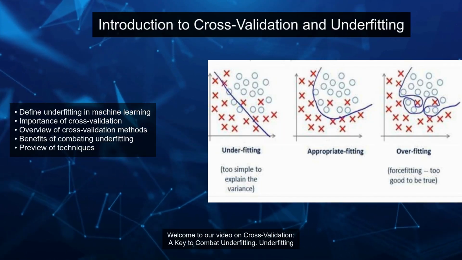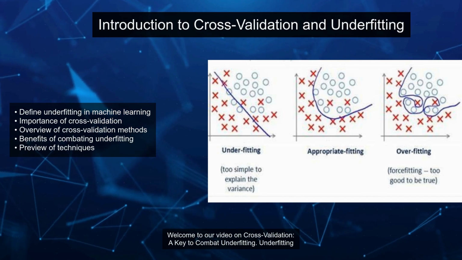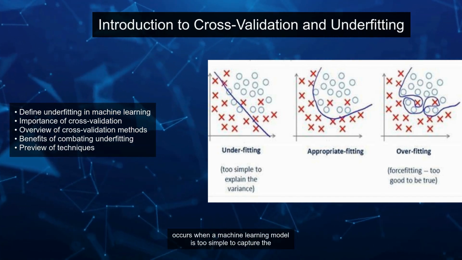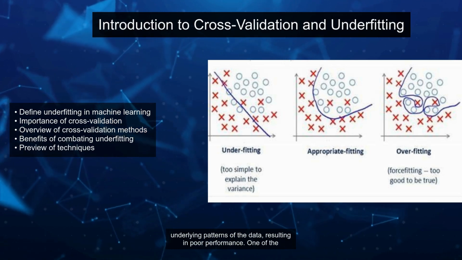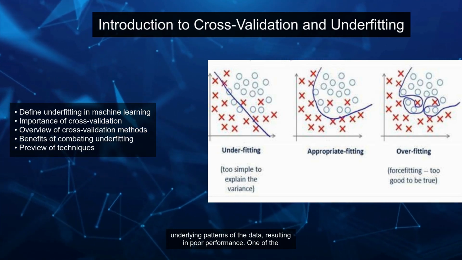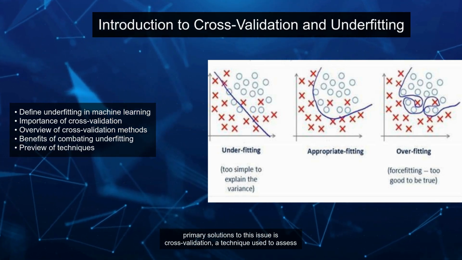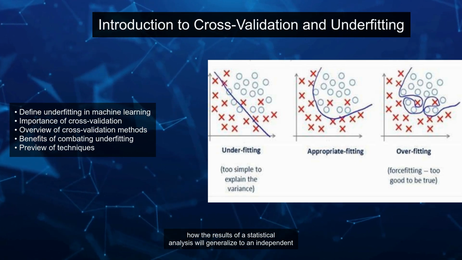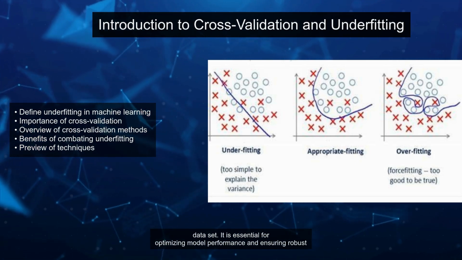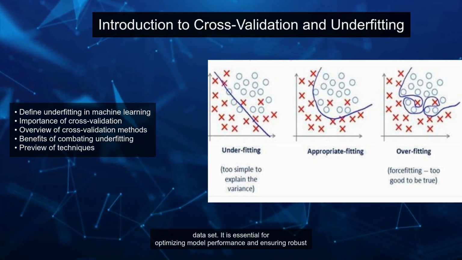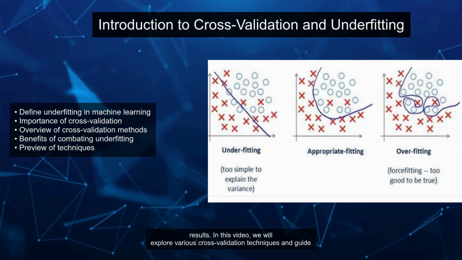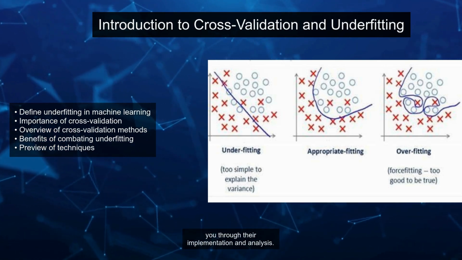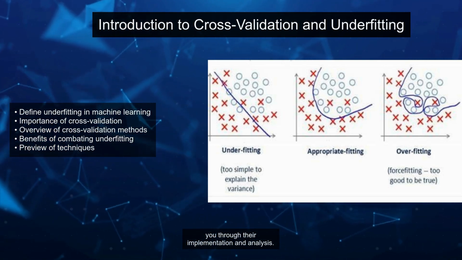Welcome to our video on cross-validation, a key to combat underfitting. Underfitting occurs when a machine learning model is too simple to capture the underlying patterns of the data, resulting in poor performance. One of the primary solutions to this issue is cross-validation, a technique used to assess how the results of a statistical analysis will generalize to an independent dataset. It is essential for optimizing model performance and ensuring robust results. In this video, we will explore various cross-validation techniques and guide you through their implementation and analysis.